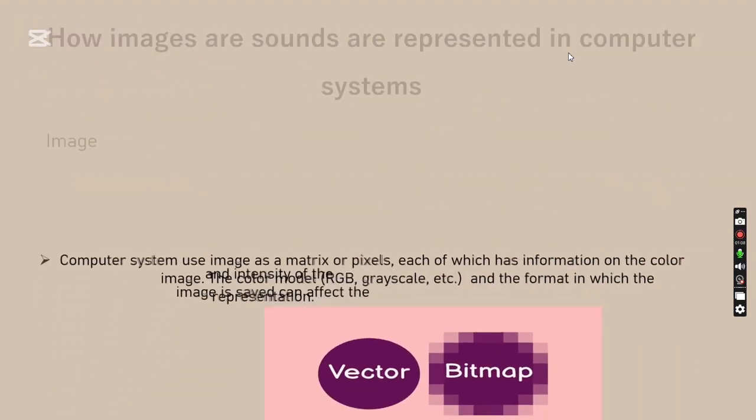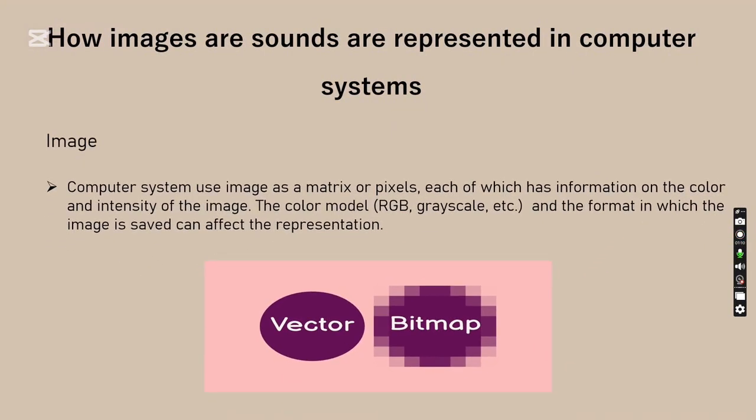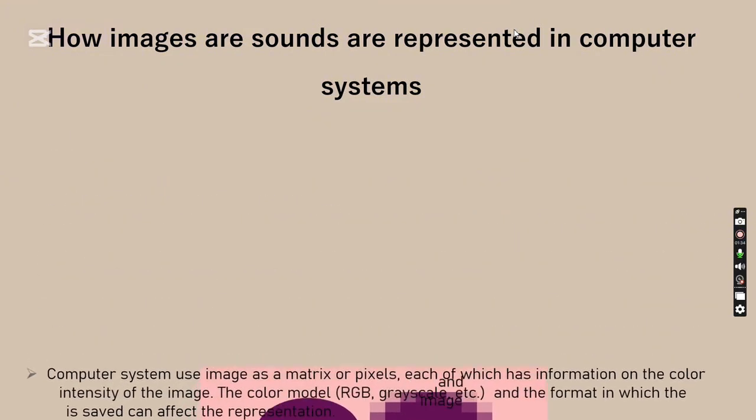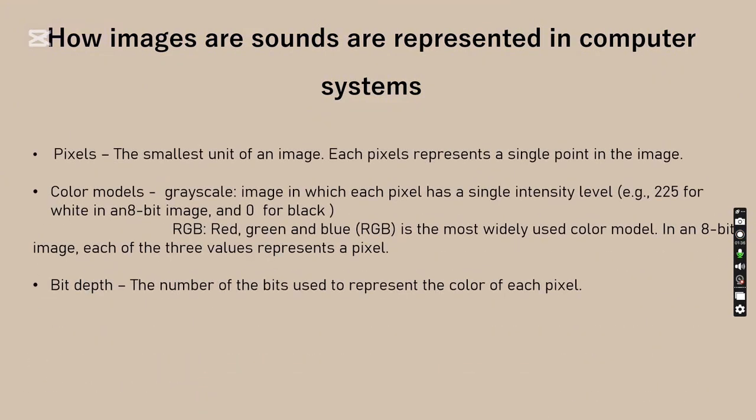How images or sounds are represented in computer systems. Image. Computers use images as a matrix of pixels, each of which has information on the color and intensity of the image. The color model, RGB, grayscale, etc., and the format in which the image is saved can affect the representation. Vector, bitmap. Pixels, the smallest.